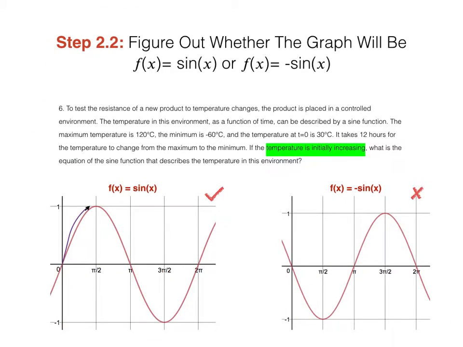Step 2.2. Figure out whether the graph will be f(x) = sin x or f(x) = -sin x. We were told in the question that the temperature is initially increasing. Looking at the two possible sine graphs, we can determine that our equation will involve f(x) = sin x because f(x) = sin x is initially increasing.